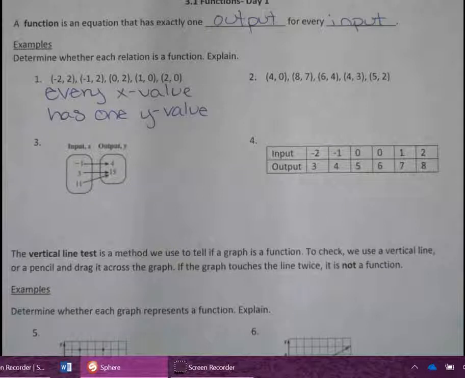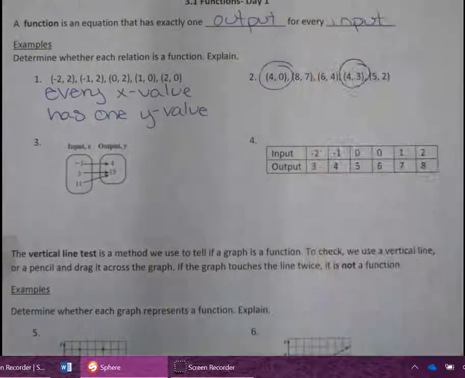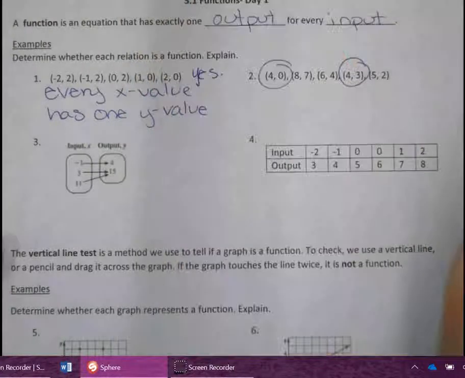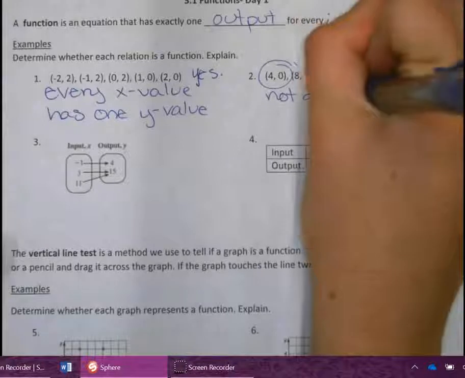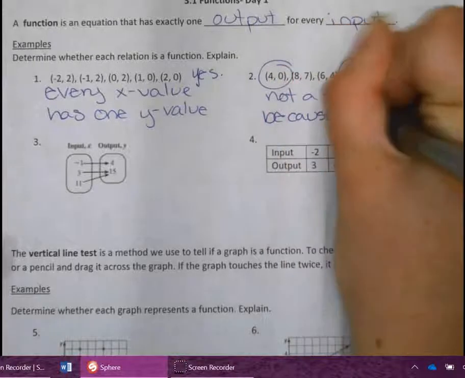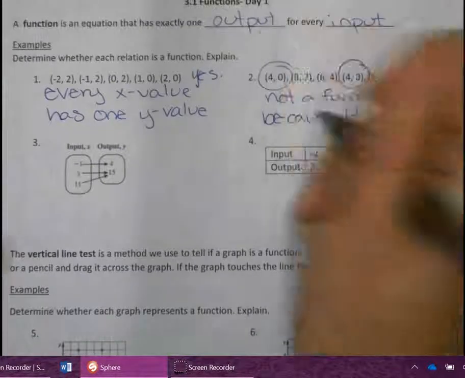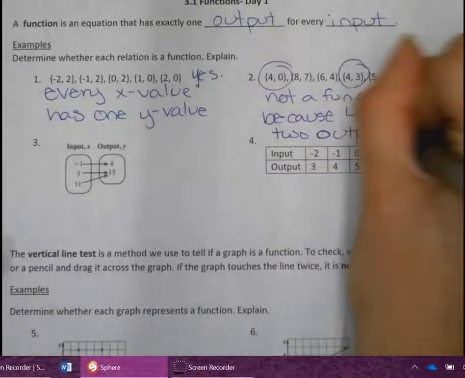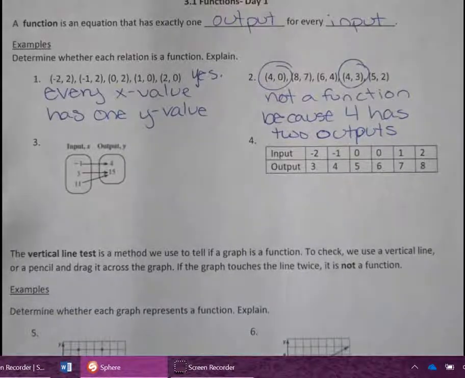Questions on that one? Okay, number 2, if I take a look at it, are any of my x values repeated? 4 is repeated. There's 4 here and 4 here. I forgot to say the first one is a function. This one is not a function because 4 has 2 outputs. Does that make sense?